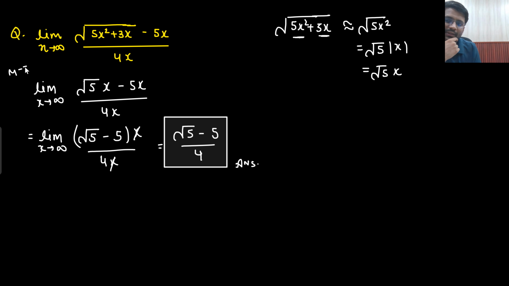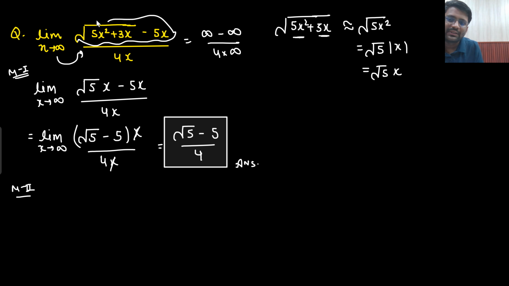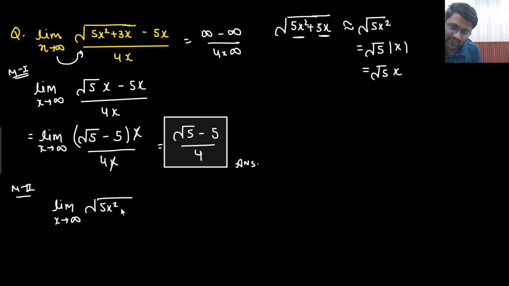This was method 1. Method 2, what would that method 2 be? That you will directly put the limit here. What you will see is it is becoming infinite minus infinite divided by 4 into infinity. So what I do is, I will solve this one separately. Okay. So how will you do it? First you will solve the upper one separately. So solving the upper one separately, you will do the rationalization and your job would be done.